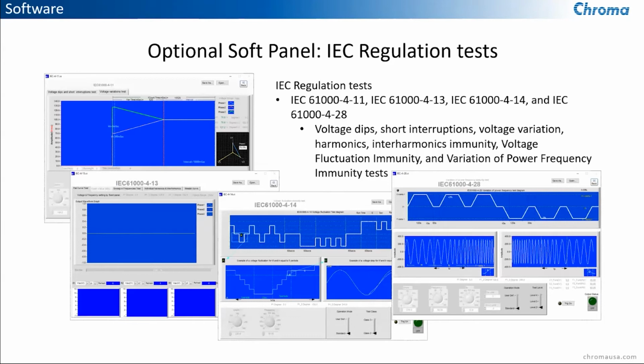The soft panel also comes with IEC regulations tests such as IEC 61411, IEC 61413, IEC 61414, and IEC 61428. I listed some of the tests included with these standards, such as voltage dips, short interruptions, voltage variations, and you can actually edit these and partially edit the parameters so that you can modify it to fit your specific test needs.